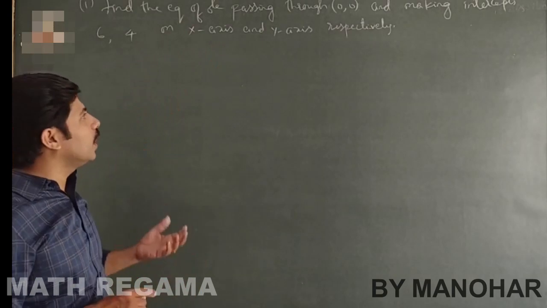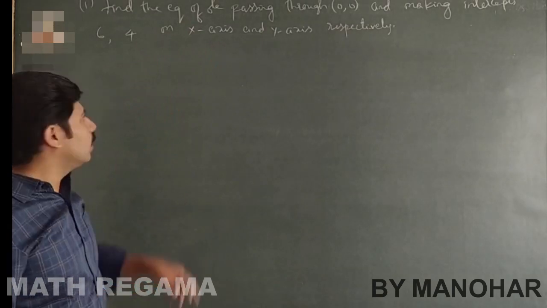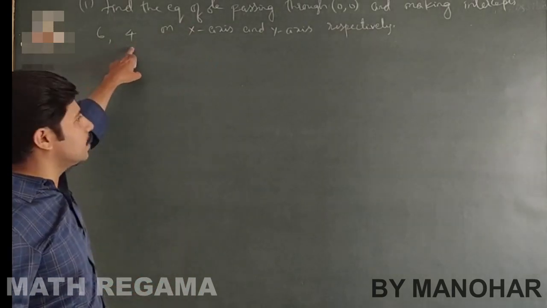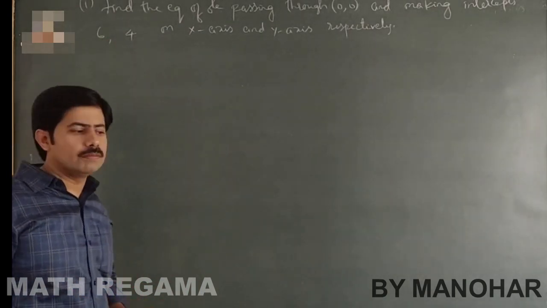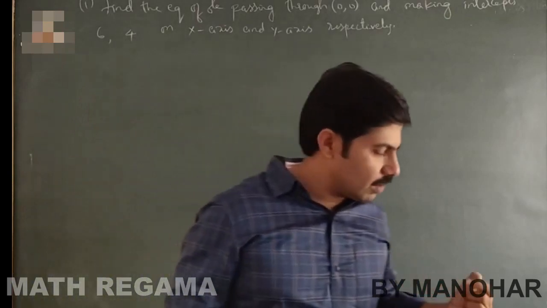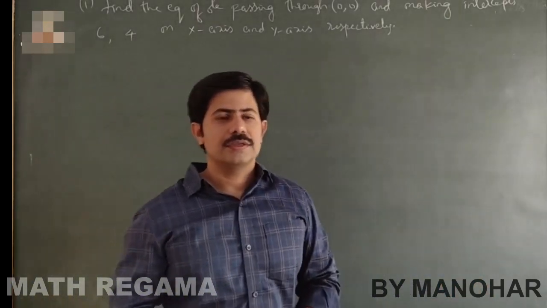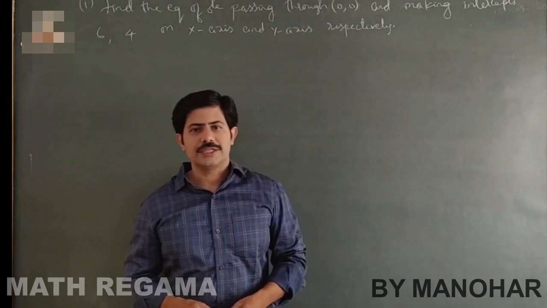That means you have to find out equation of circle when x-intercept is given and y-intercept is given. It is similar to the previous problem. So please try this problem. So with this we have one more problem to complete. Okay, so we'll do the next problem.